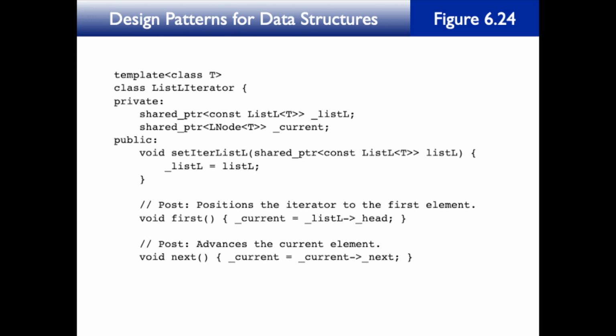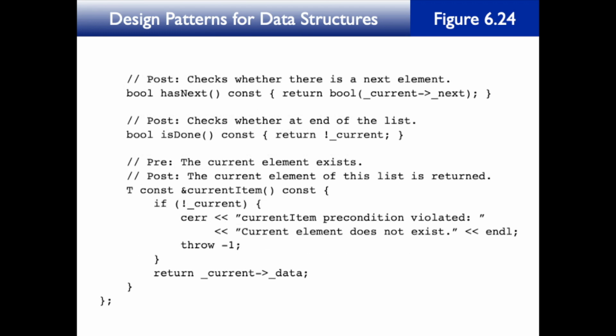The next method of the list L iterator class is next. When the user executes next for its iterator, what it does, invisible now to the user, is underscore current gets underscore current arrow next. So that goes down to the next element in the linked list. And then if the user needs to check whether there is a next element, there is a method called hasNext, which is a Boolean, either true or false. What this method does is it returns current arrow next is not equal to null pointer, because if current arrow next equals null pointer, there would not be a next element in the list.